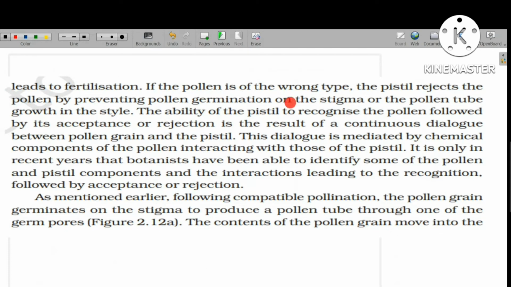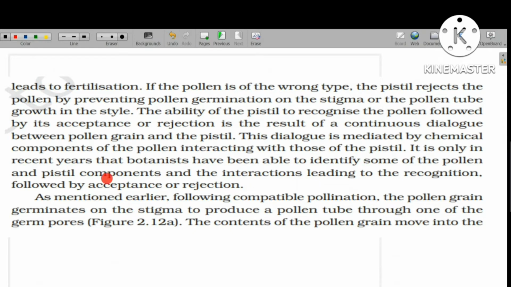If the pollen is of the wrong type, the pistil rejects the pollen by preventing pollen germination on the stigma or the pollen tube growth in the style. The ability of the pistil to recognize the pollen followed by its acceptance or rejection is the result of a continuous dialogue between pollen grain and the pistil. This dialogue is mediated by chemical components of the pollen interacting with those of the pistil.